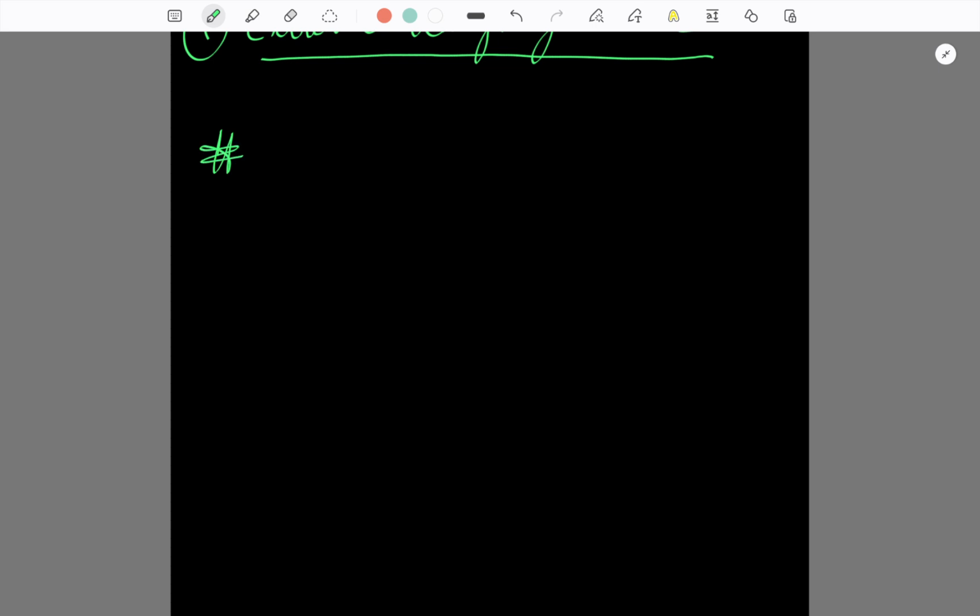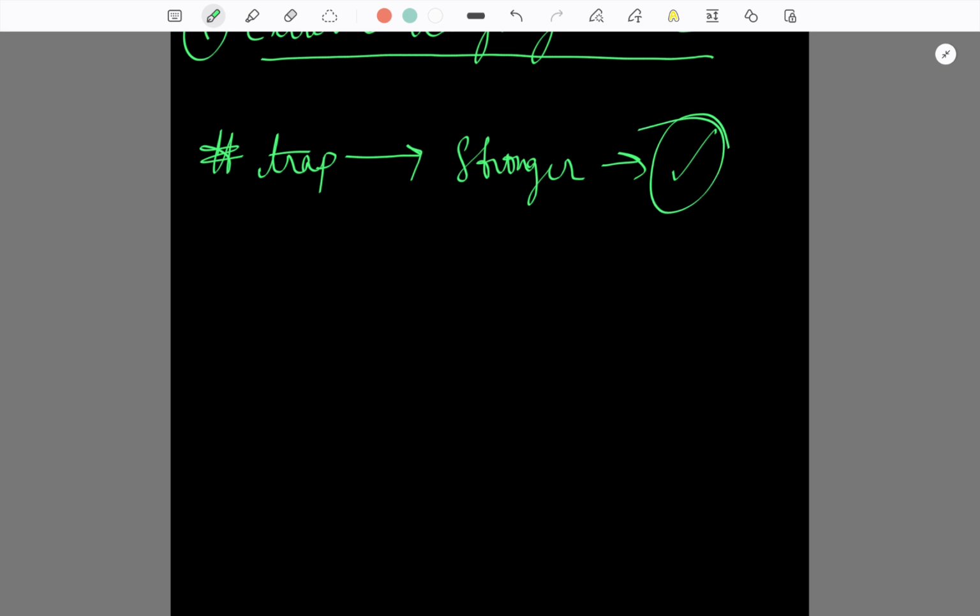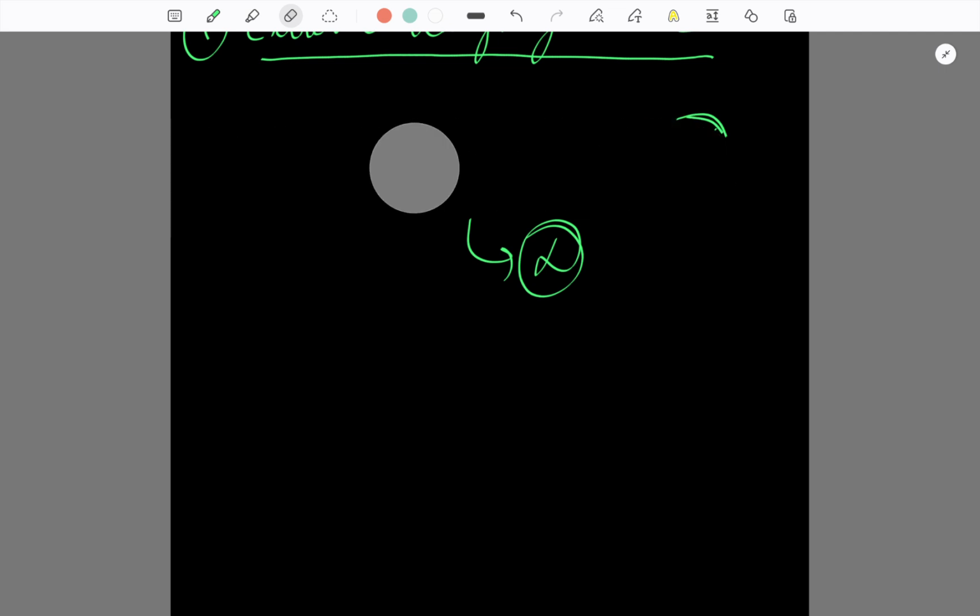First of all, I'll give this title called hashtag trap. Hashtag trap: students fall for it. They think that stronger statements will always be correct, but usually they are wrong. How does the CLAT examiner trick you using extreme language? Let's break it down.